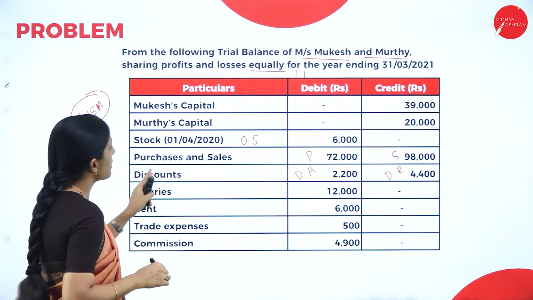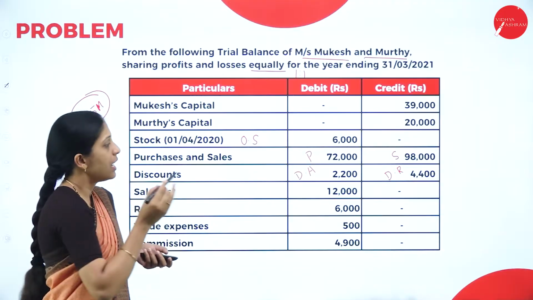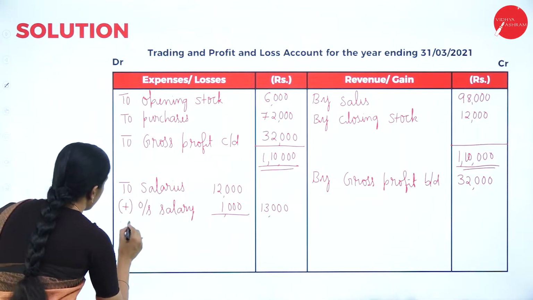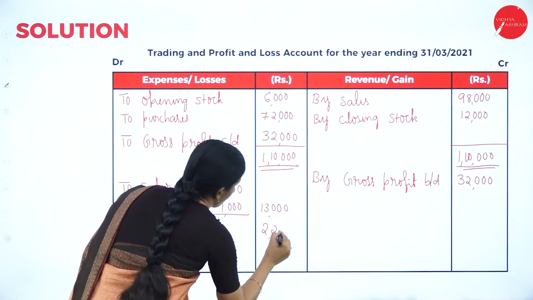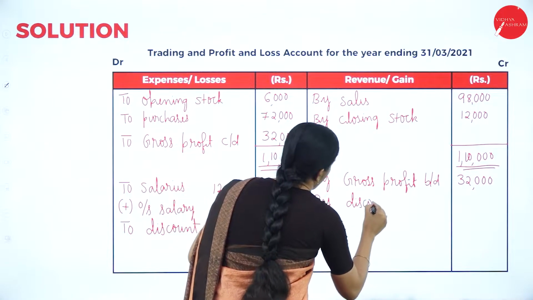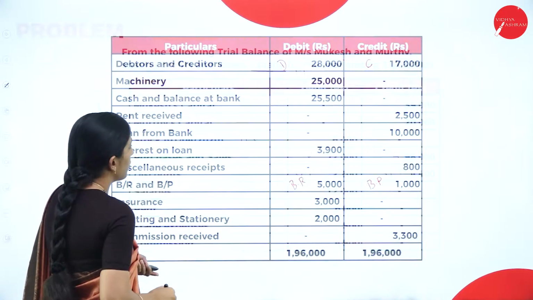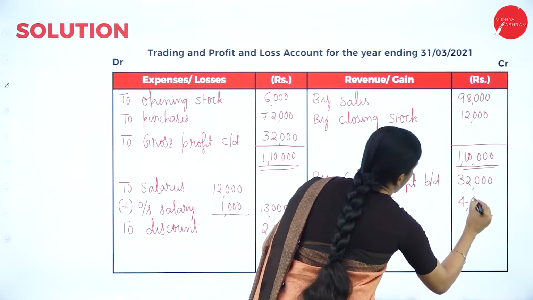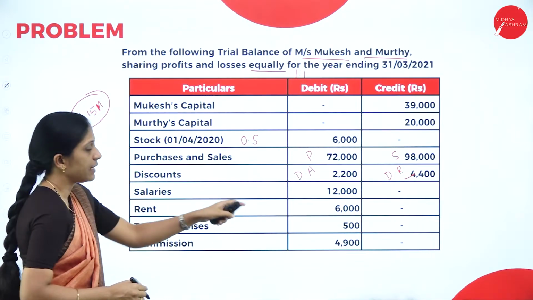Now, yes, we have discount. So, this is discount allowed and discount received. Discount allowed has to be recorded in the debit side and discount received in the credit side. So, to discount 2,200, and discount received amount in the credit side. So, by discount, if you mention by discount, it is understood that it is discount received. So, discount received is 4,400 in the credit side.